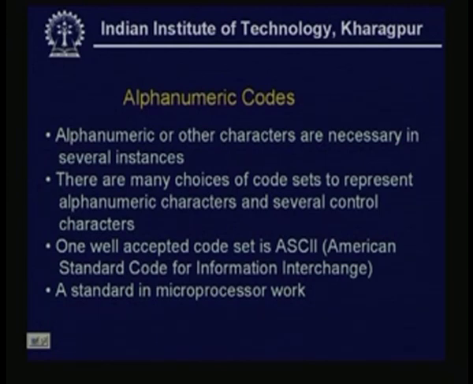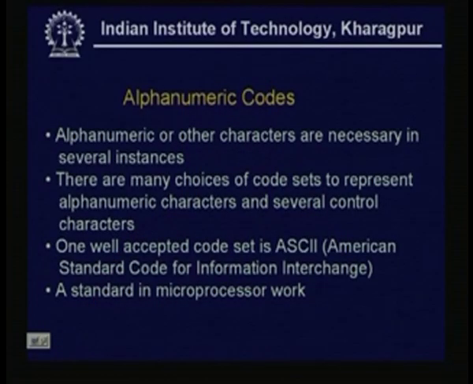Now, we see some other codes. One is called the alphanumeric codes. Alphanumeric codes or other characters are necessary in several instances. So far we have seen only numbers, either decimal, octal, or hexadecimal numbers, but sometimes we need characters and some other control characters. Then how can they be converted into binary values 0 or 1 if used in a computer?